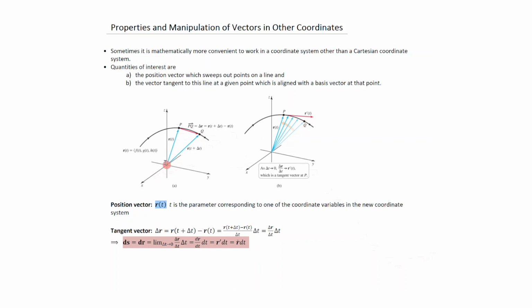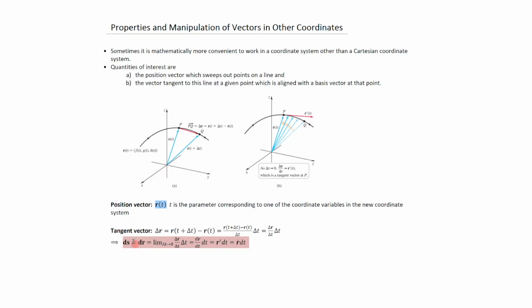All right, so what we're interested in is the tangent to this line, which is being swept out by this position vector. In the direction in which we sweep along the line, we can look at it as having a tangent vector at each point along this line. So our interest is to determine what the tangent vector is, because it will allow us to establish basis vectors when we deal with other coordinates.